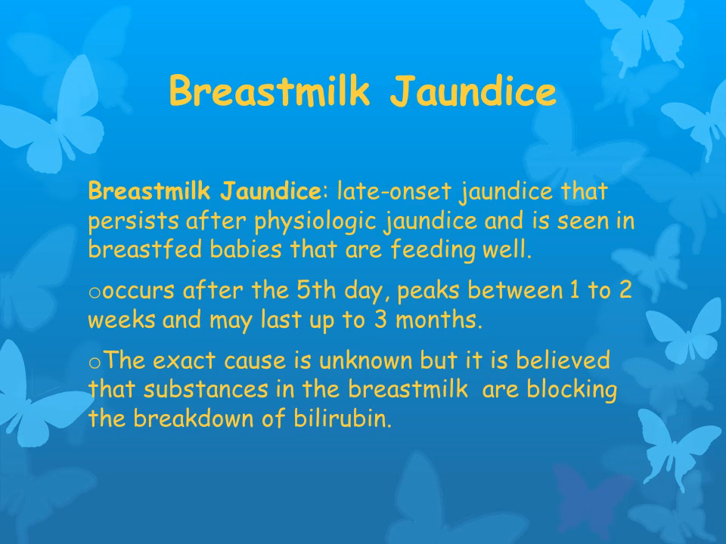Breast milk jaundice is late onset jaundice that persists after physiologic jaundice subsides, and it is seen in breastfed babies that are feeding well. It occurs after the 5th day, peaks between 1 to 2 weeks, and may last up to 3 months. The exact cause is unknown, but it is believed that substances in the breast milk are blocking the breakdown of bilirubin. Consequently, bilirubin is reabsorbed back into the bloodstream from the intestine. Breast milk jaundice is only seen after the 5th day because the substances in breast milk are only found in transitional and mature milk, but not in colostrum.